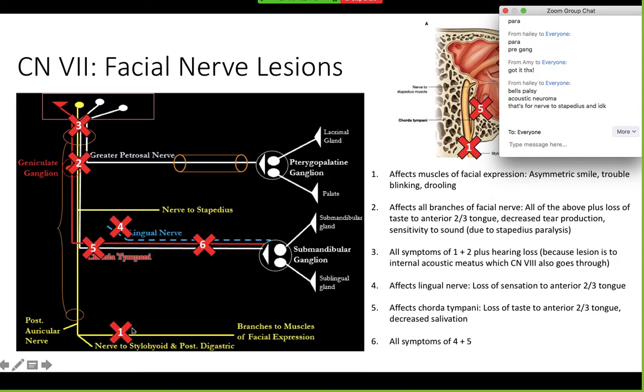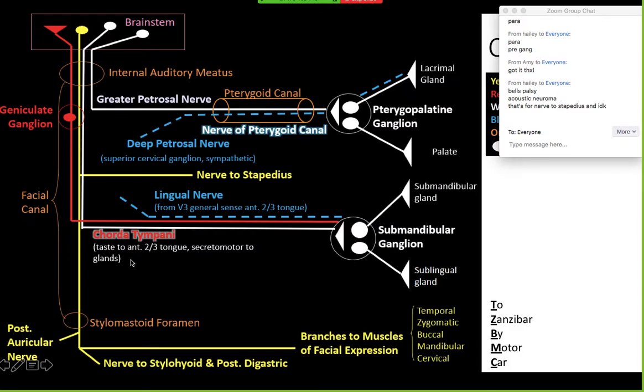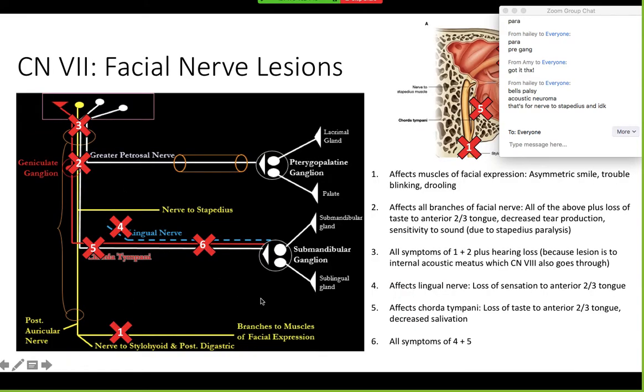And then down here, you're less likely to be asked about this one just because it's easy. So if you have a lesion to the branches of the muscles of facial expression, it's obvious what's going to happen. Your facial muscles aren't working, so you're just having a deficit in facial expression. Okay, any questions about that? I would start with first just memorize this and then try to understand it, and then once you're to that point, start adding in the lesions.